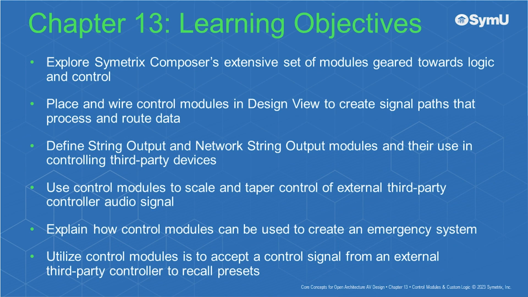The learning objectives for this chapter are: explore Symetrix Composer's extensive set of modules geared towards logic and control. Place and wire control modules in design view to create signal paths that process and route data. Define string output and network string output modules and their use in controlling third-party devices. Use control modules to scale and taper control of external third-party controller audio signal.